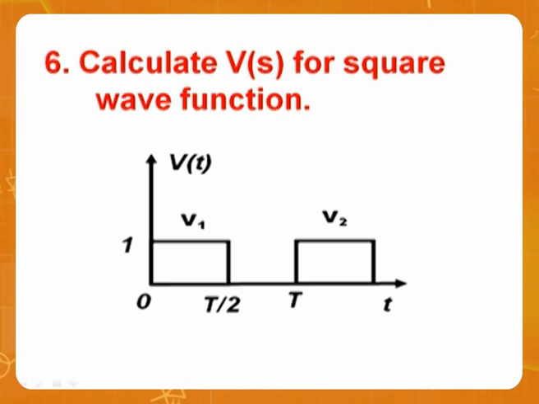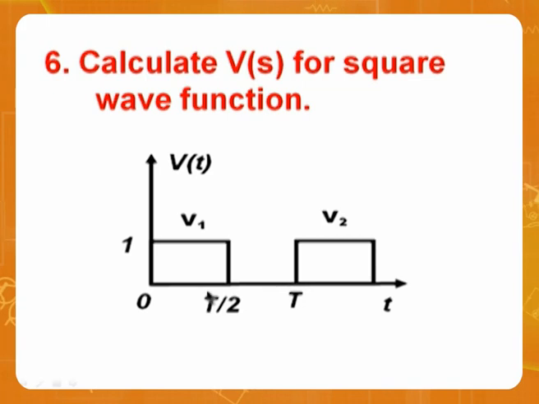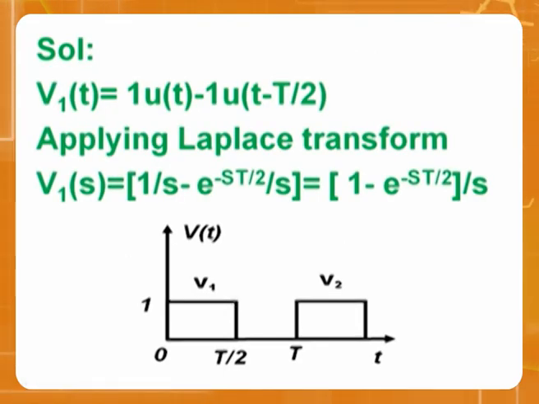Calculate V of s for the square wave function. What exactly does square wave mean? This is V1, V2, repeating for T. If it is repeating for T, half the time is called T by 2. So how do we synthesize this? You can synthesize the first part as u of t minus T. That's the first part. After finishing the first part, what should I do?